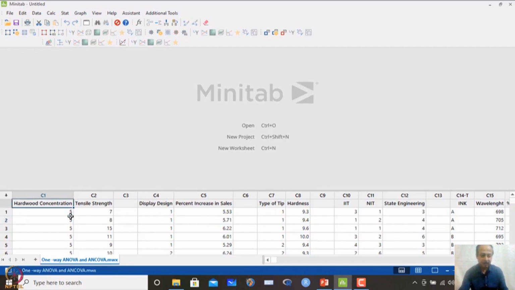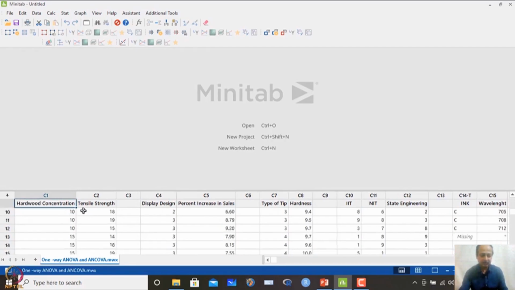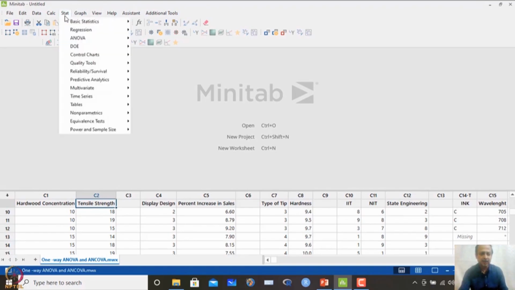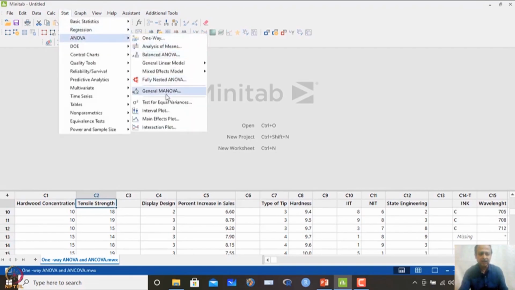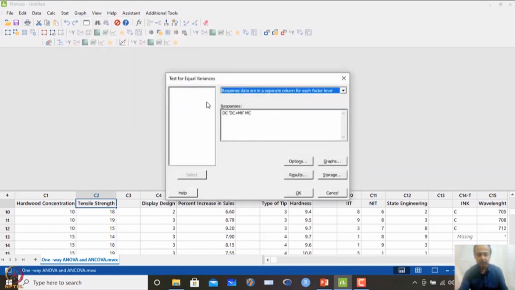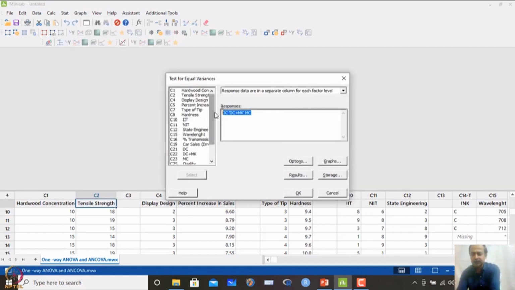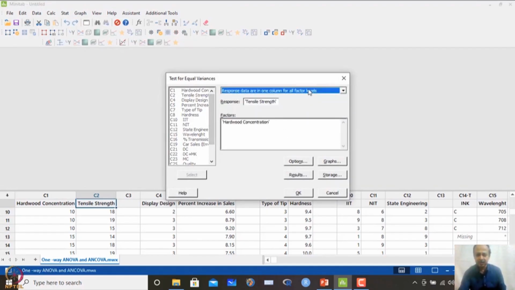So, here hardwood concentration is changed and the data is given over here, and tensile strength data is given over here. So, what we will do is we will go to Stat, and in ANOVA analysis there is the option of test of equal variance over here. First we will test whether the variance condition that is required is satisfied or not over here.